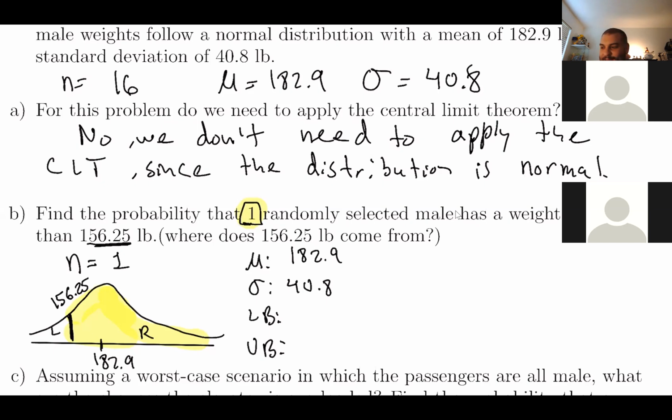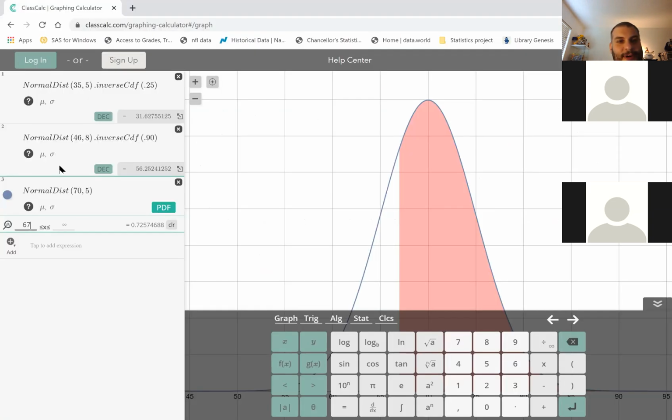Up next, what's my lower bound? What's the lowest value that I have shaded? Negative infinity? Oh, wait, no. 156.25. What's the highest number that I shaded? Infinity, and if you're using a TI-83, you use 10 to the 10 power. All right, so let me go ahead and find this probability. I'll do this one in Desmos, and I'll do the next one on the TI-83, 84.